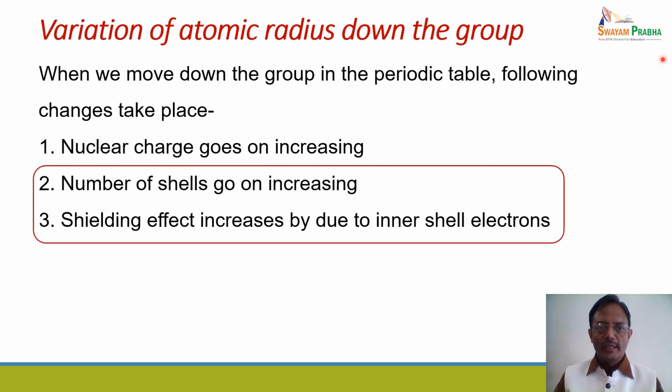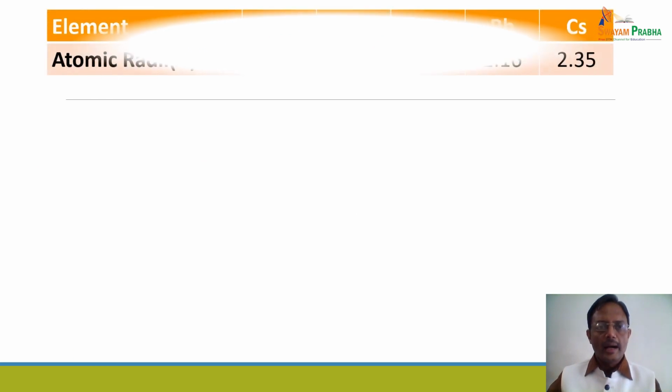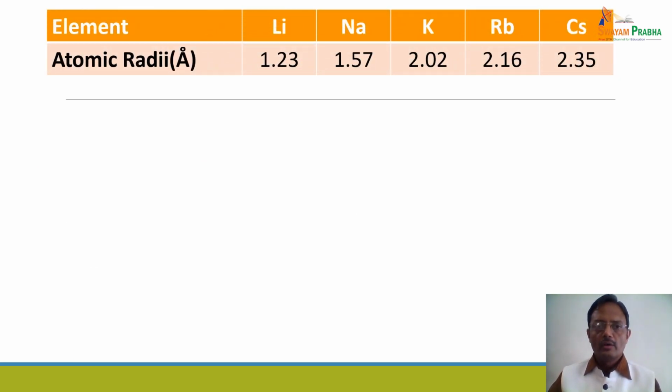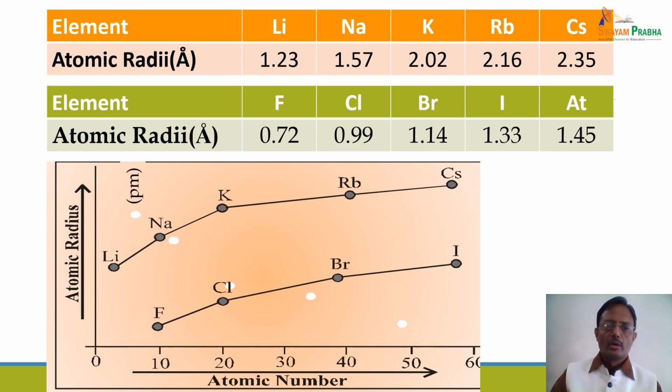Because of the combined effect of the two factors favoring the increase in atomic radius, the atomic radius goes on increasing down the group from first period to seventh period. See an example. In case of the first group elements from lithium to cesium, the atomic radius is consistently increasing. Similarly, for the halogens, atomic radius is consistently increasing from fluorine to chlorine to bromine to iodine to astatine. This is shown diagrammatically for both these series of elements, group 1 and group 17.